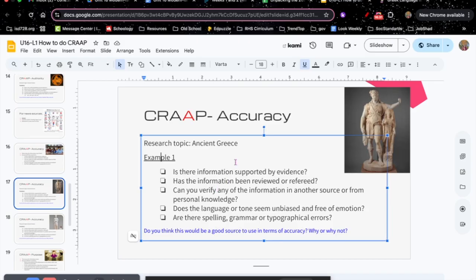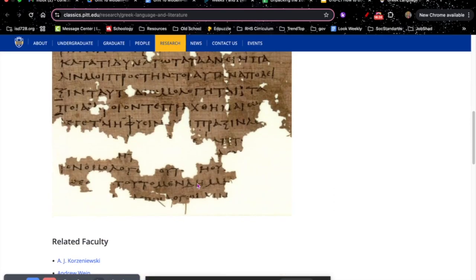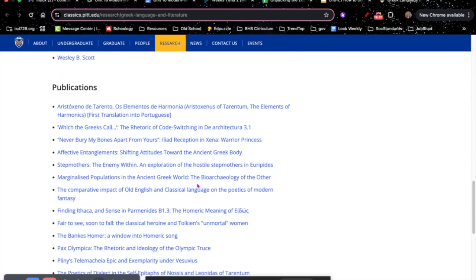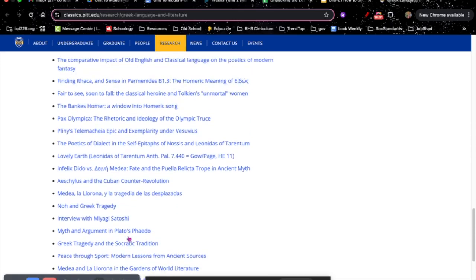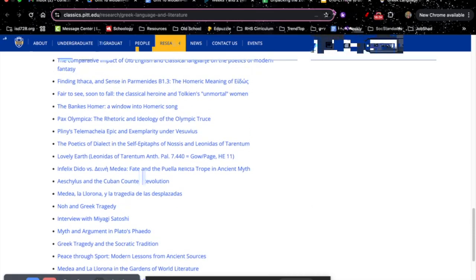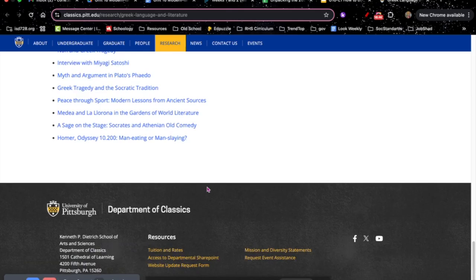So is the information supported by evidence? So let's pretend I read through all of this like you should. And going down here, wow, it shows me all these publications about ancient Greece. Huh, that's pretty cool. So I'm going to say, yeah. Has the information been reviewed or refereed? Ooh, sometimes this can be kind of hard to tell.